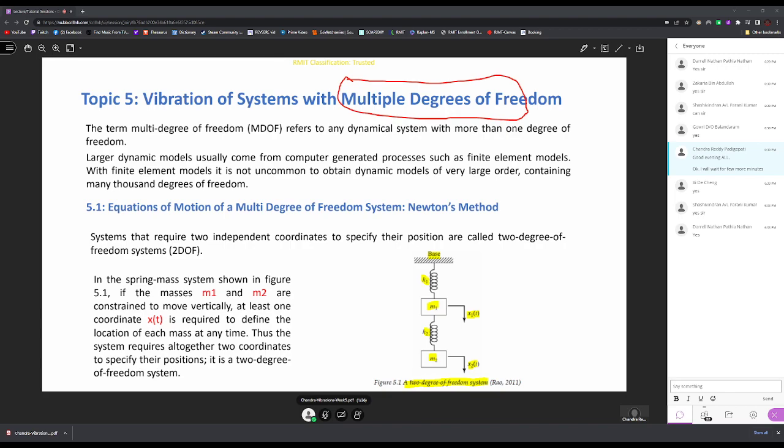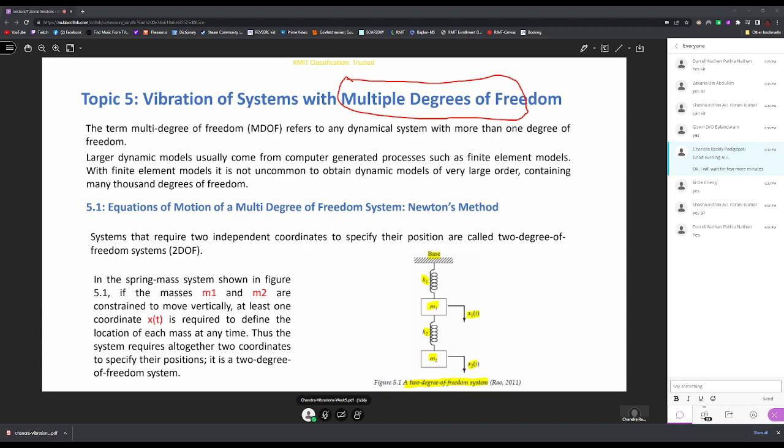So the difference is in the past we used to have only one equation of motion. We were dealing with only one variable. Now in multi-degrees of freedom, you may have two variables or three variables or any number of variables. So degree of freedom refers to the number of coordinates required to completely describe a system. So the number of coordinates required to completely describe a system.